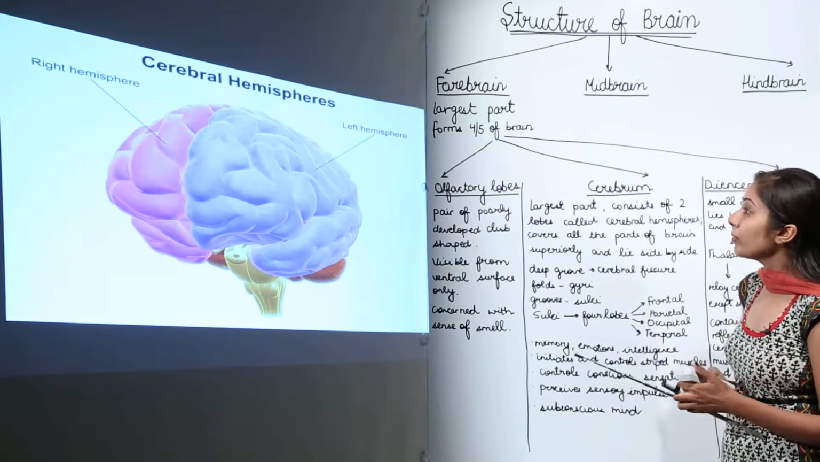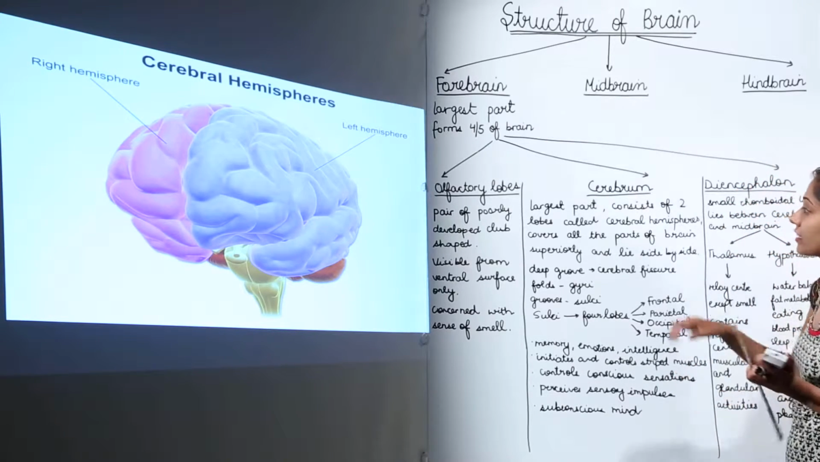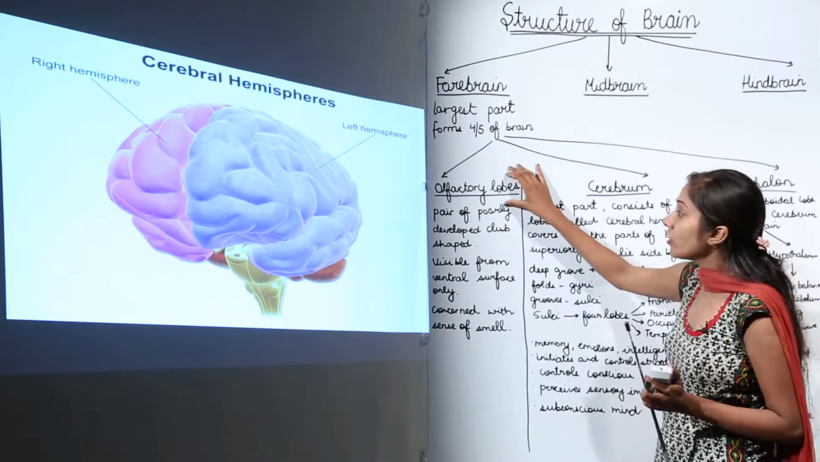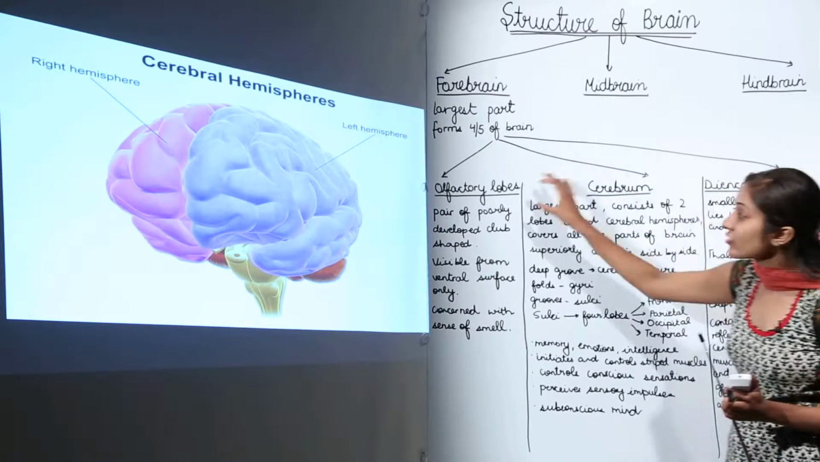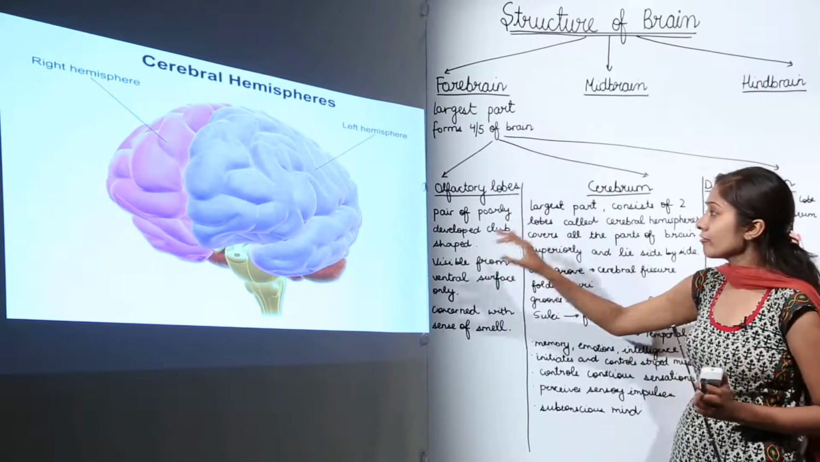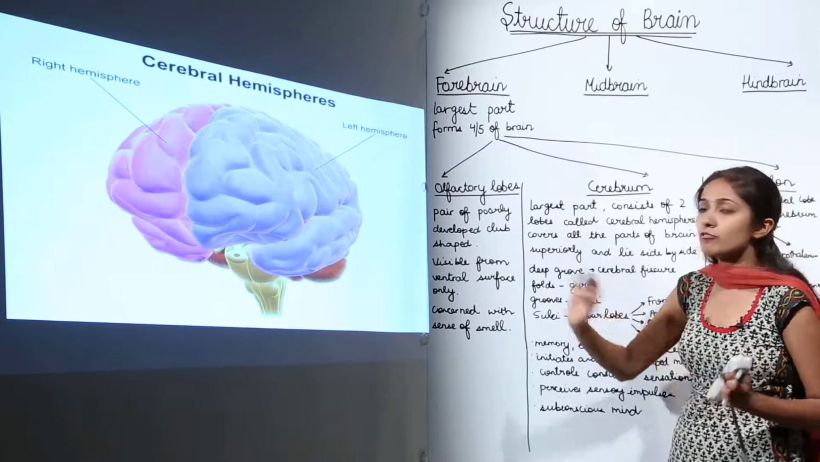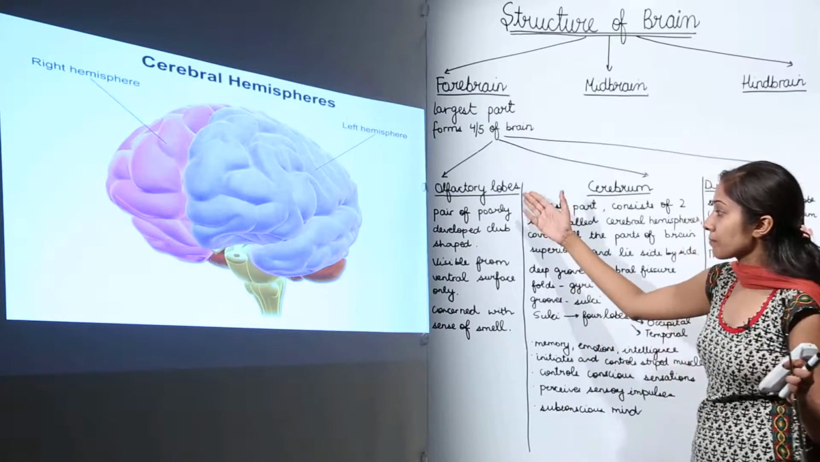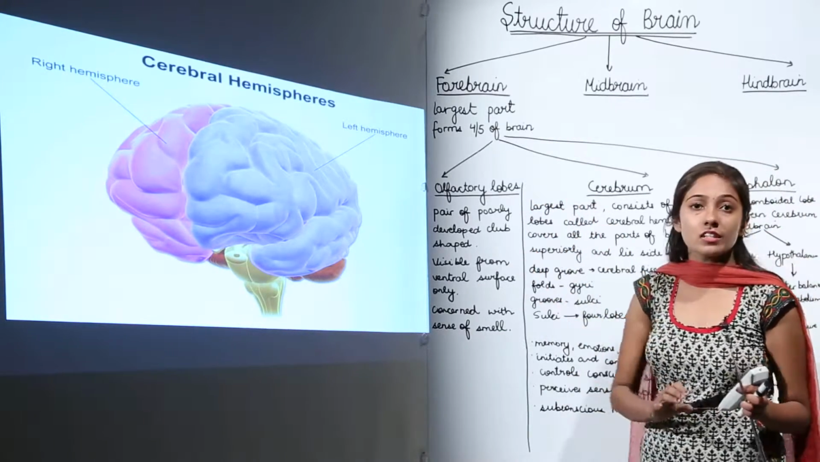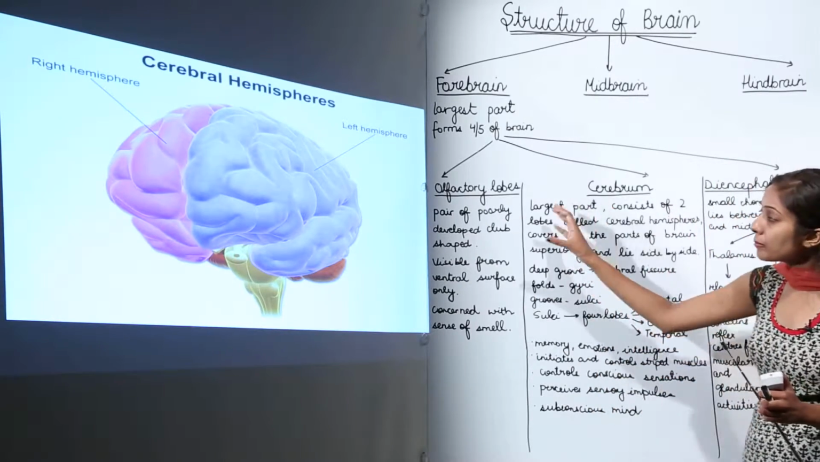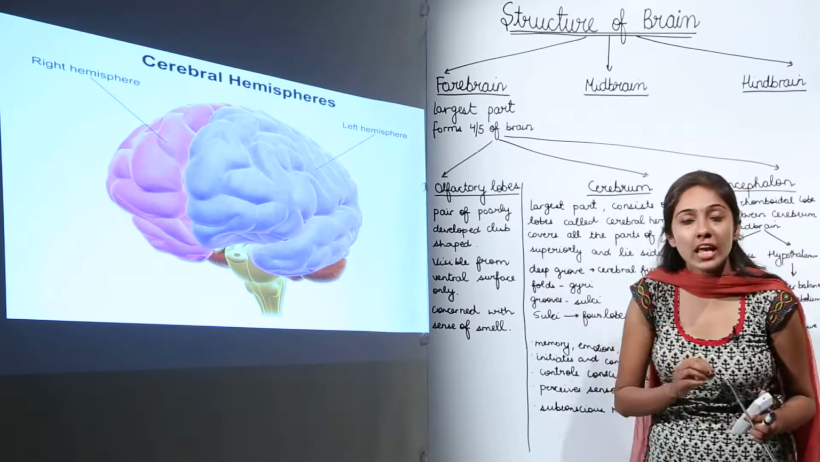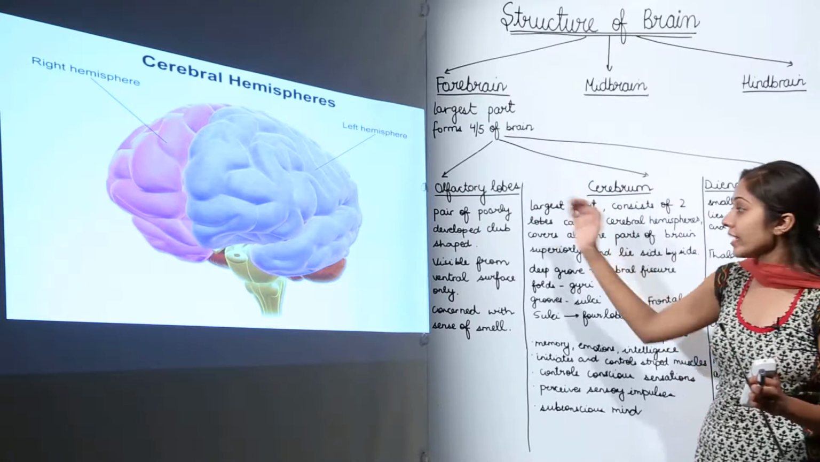Now, the forebrain is composed of olfactory lobes, cerebrum and diencephalon. Olfactory lobes are a pair of poorly developed, club shaped, widely separated lobes, right. They are visible from the ventral surface only and they are concerned with the sense of smell.